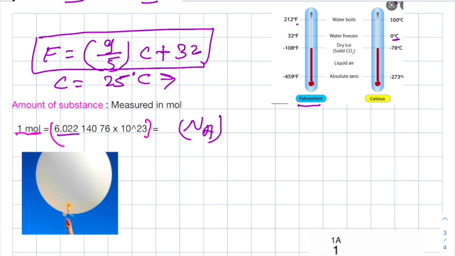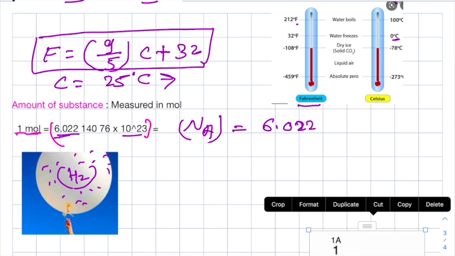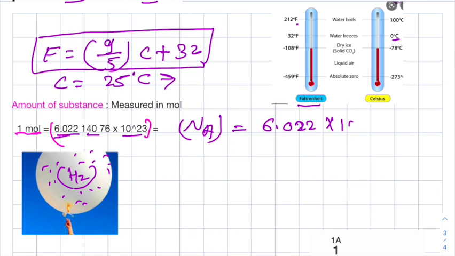If you have a balloon with hydrogen molecules, and this balloon has 6.022 times 10 to the power 23 hydrogen molecules, this is equivalent to 1 mole. We can express how much substance we have: 1 mole of hydrogen inside the balloon.